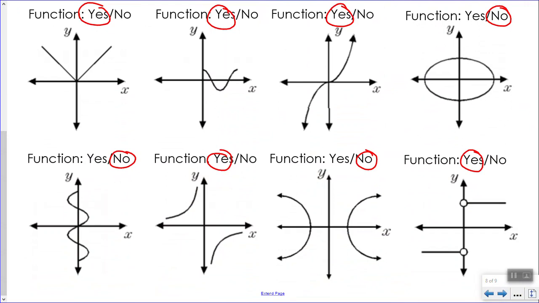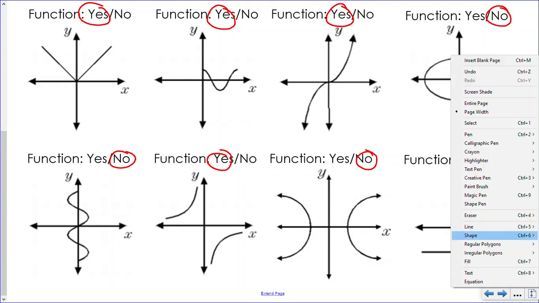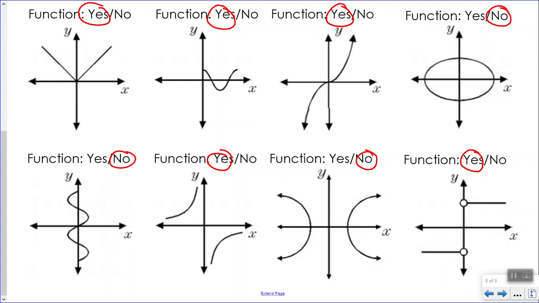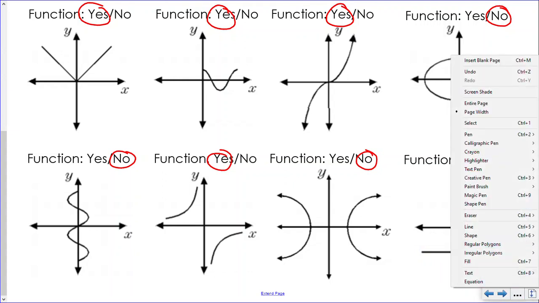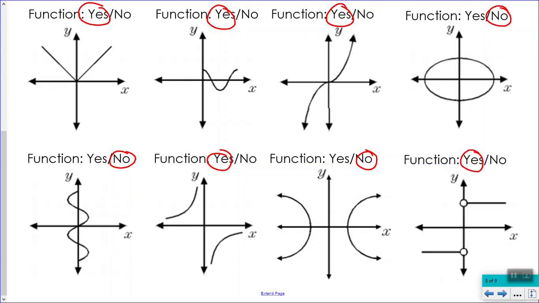If we look at the bottom right function, even though this looks like it may be stacked up, we have these open circles here. Think back to our work with inequalities. Open circles meant that we were excluding the values from our set. So if I have these open circles here, it means we're not including the x value of 0 in our graph. So because I don't have that, there's no overlap for a vertical line, and everywhere else works, so that one is a function.